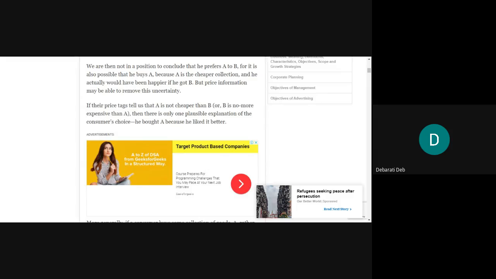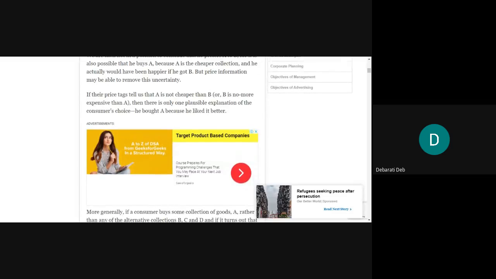Now say the price tags of A and B tell us that A is actually not cheaper than B. Then there is only one plausible explanation, that the consumer has bought A simply because he likes it. He likes it better than B. So can you understand the difference? One thing is you don't know the price, but you are assuming that the price of A is cheaper, that's why he is buying A and not buying B, but he would have been happier if B's price had been low and you would have bought B.